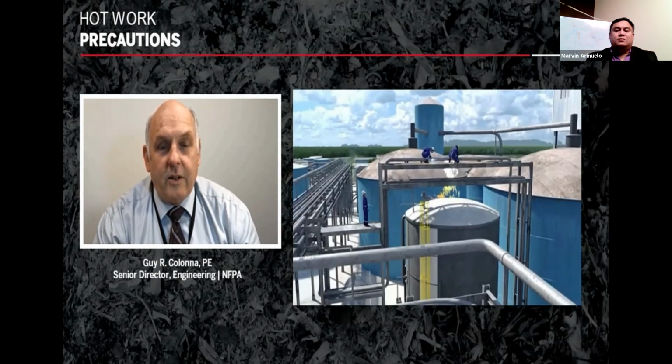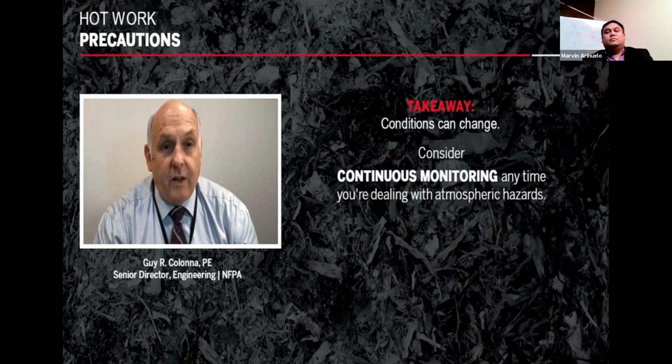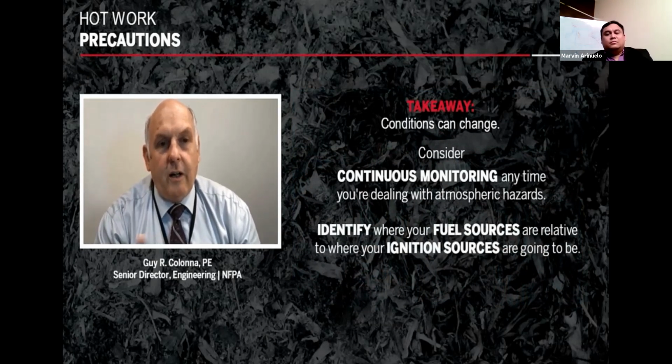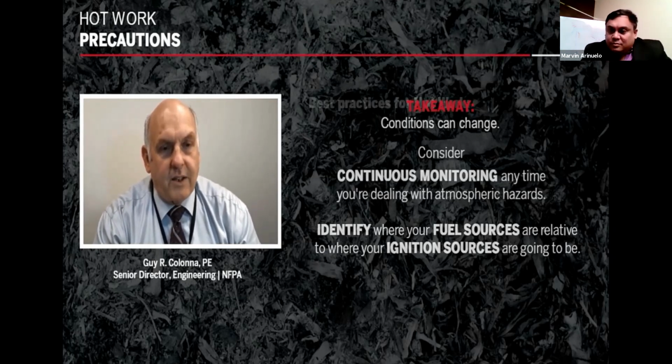But what's important to take away from the incident is how conditions can change. And that's illustrated very clearly in terms of the atmospheric monitoring, and why I suggested that you might consider continuous monitoring anytime you're dealing with atmospheric hazards. And then the second aspect is, as part of identifying where your fuel sources are relative to where your ignition sources are going to be, anytime you're doing work on an elevated platform, you need to make sure that you have guarded the sparks and slag from reaching a point where you might have fuel sources. And those two items are coupled with all of the best practices in terms of hot work.